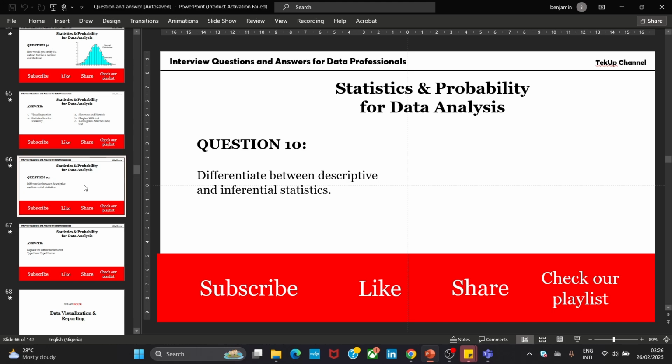We are coming to the end of the statistics and probability for data analysis phase, which is phase 3 of our top interview questions and answers for data professionals. See you in phase 4, where we'll be looking at questions from data visualization and reporting.